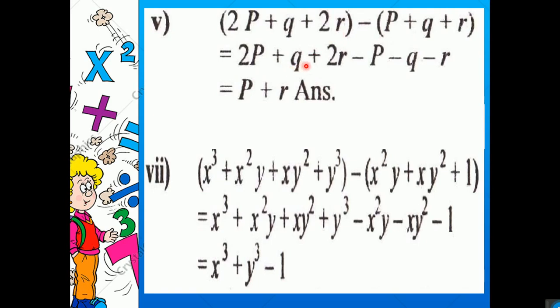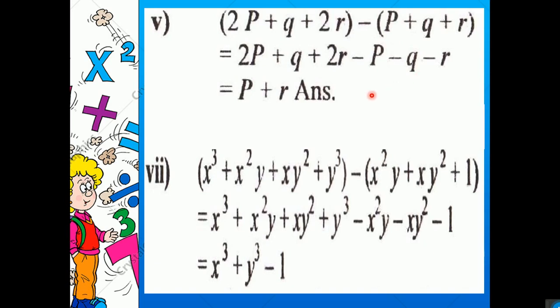2p plus q plus 2r write as it is, and when we open this bracket, before this bracket there is a minus sign, so all these signs will change positive to negatives. So this plus p becomes minus p, and plus q becomes minus q, and plus r becomes minus r.